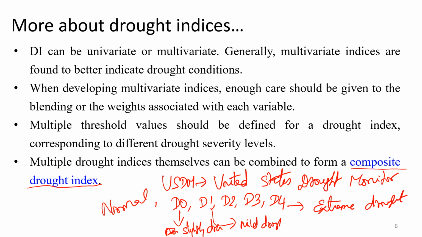So this is kind of like an example for composite drought. This is a very rough example of what I have said. In fact, USDM is not a drought index as such, it's a product. But there are several other examples which combine more than one drought index to create a new drought index, which people call a composite drought index.